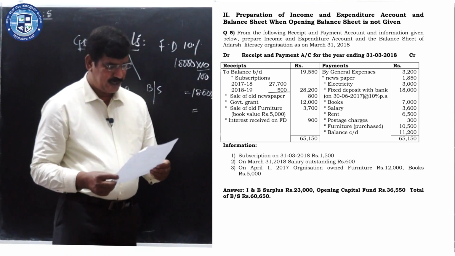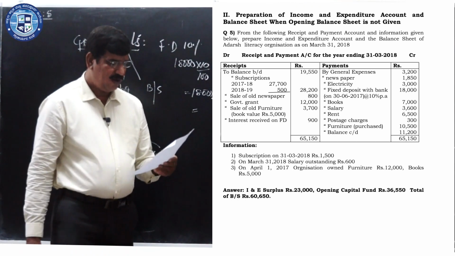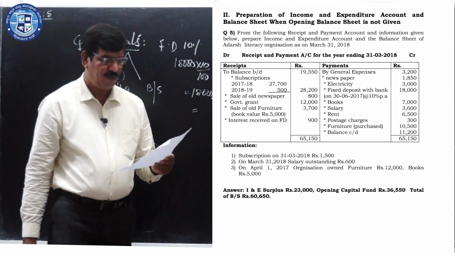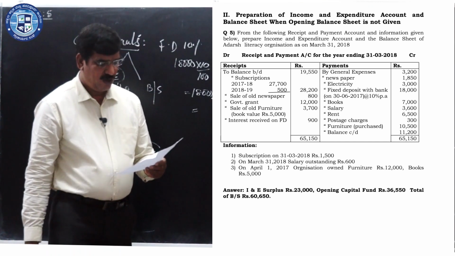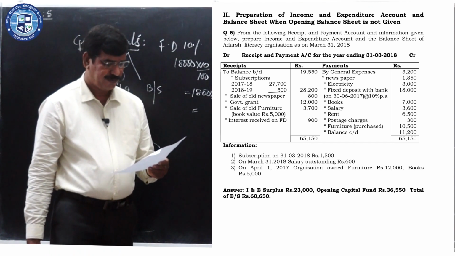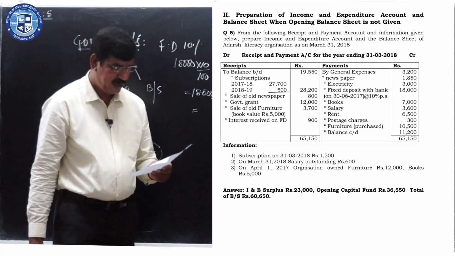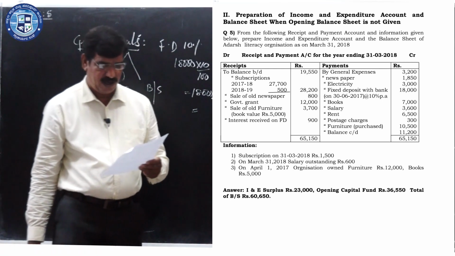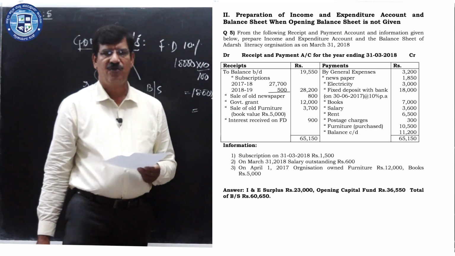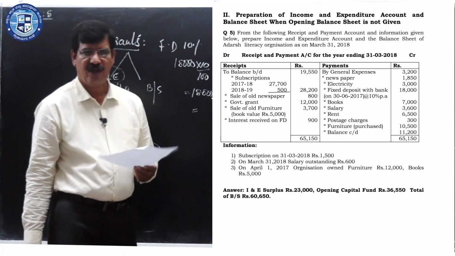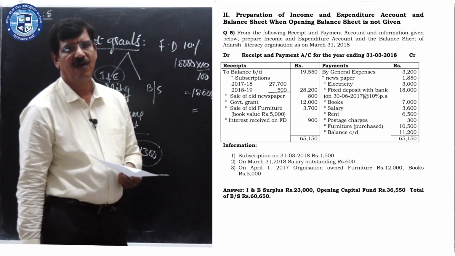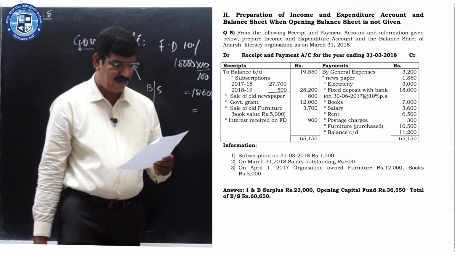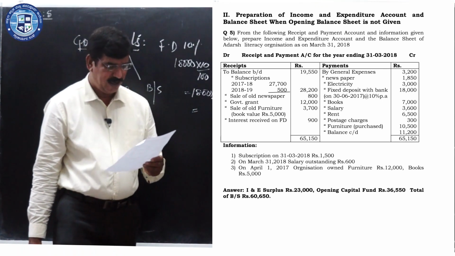Okay, now let's look at the additional information. Subscription on 31st March 2018, rupees 1,500. So outstanding subscription 1,500. On March 31st, 2018, salary outstanding rupees 600. So outstanding salary, you have to add it to the salary in the income and expenditure account. Again, on the liability side, you have to write as outstanding salary.